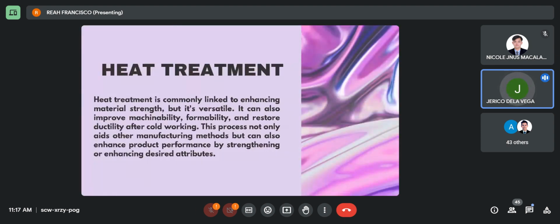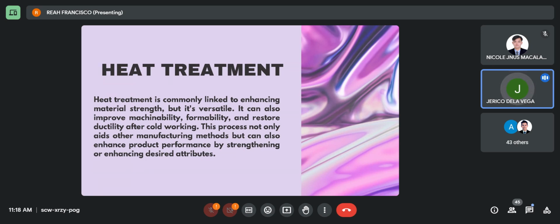So we're now moving to heat treatment. Heat treatment is commonly linked to enhancing material strength, but it's versatile. It can also improve machinability, formability, and restore ductility after working. This process not only aids other manufacturing methods but can also enhance product performance by strengthening or enhancing desired attributes.